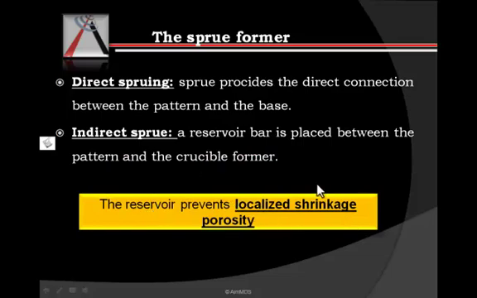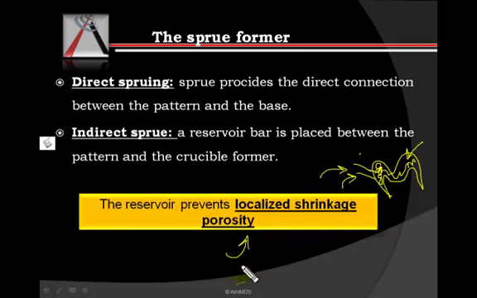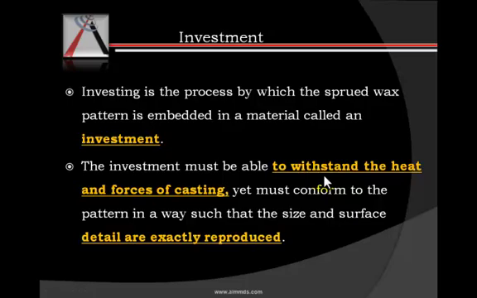As we already saw before, localized shrinkage porosity is a porosity created because inside the mold, the metal is poured in, and this metal which comes inside the mold shrinks when it solidifies. As it shrinks, it needs more metal to replace the space that is created by the shrinkage of this metal. So if more metal is available for flowing in, the localized shrinkage porosity will be prevented. So this can be prevented by having a reservoir. So that was about the sprue former and the base.